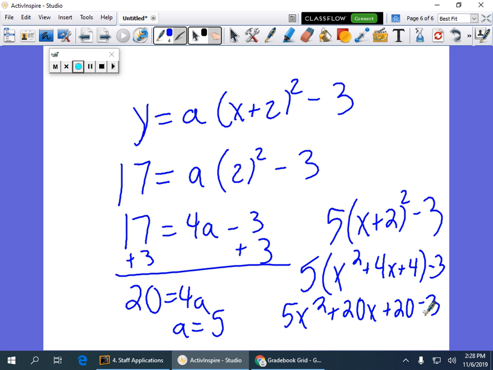And I know I'm right, guys. How do I know I'm right? Look at the final answer. What is a clue that I must have done something right? The y-intercept is 17. Cool?